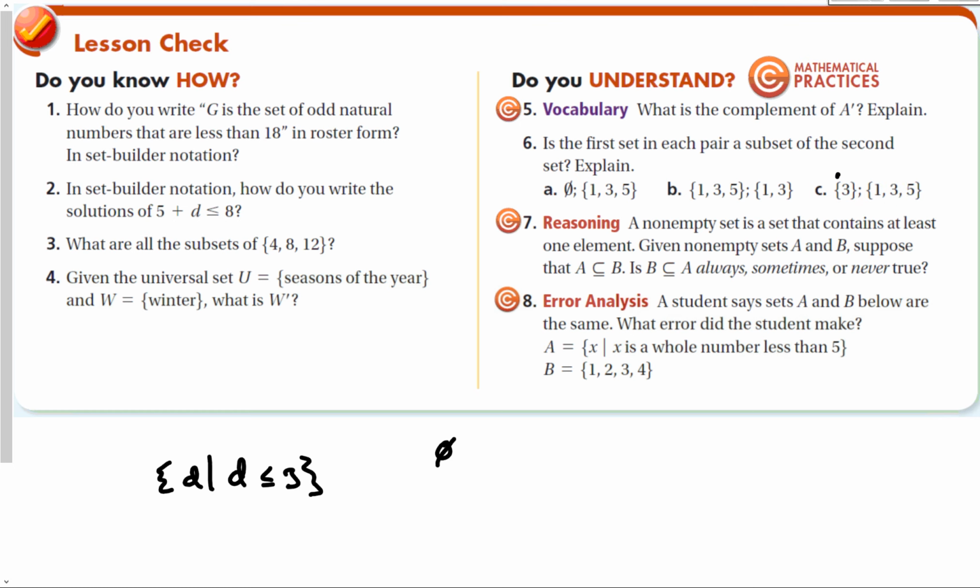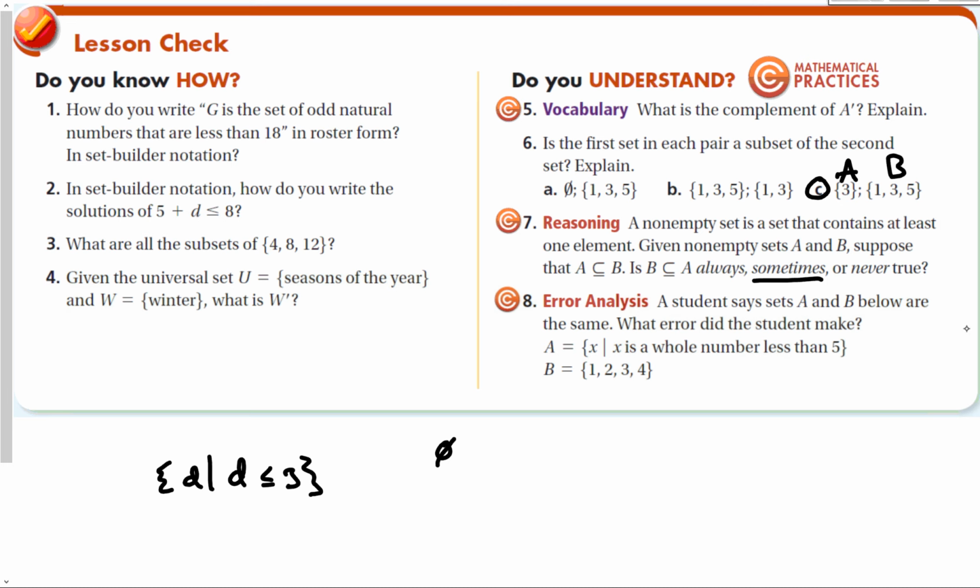A non-empty set is a set that contains at least one element. Given non-empty sets A and B, suppose that A is a subset of B. Is B a subset of A? Well, that could be sometimes true, because maybe they're both the same thing, then they're subsets of each other. But maybe A is like this example right here. Let's call this A and this B. A is a subset of B, but B is not a subset of A.